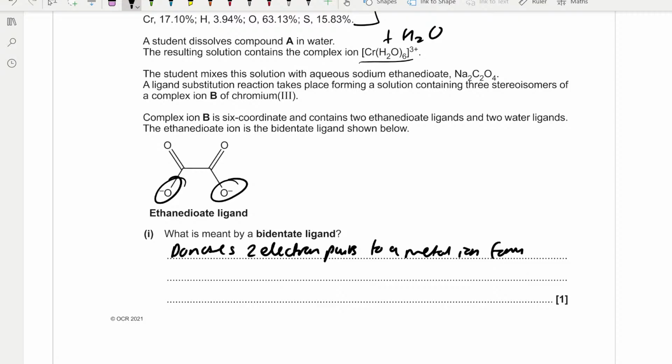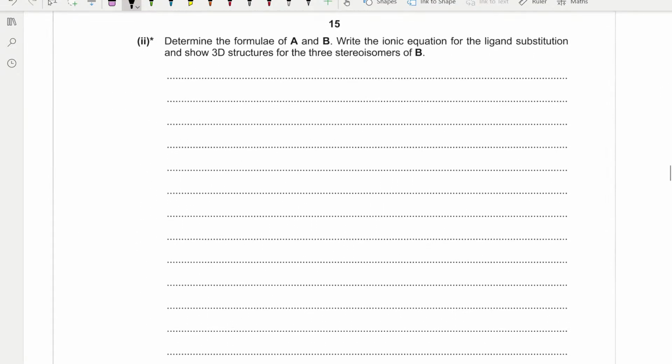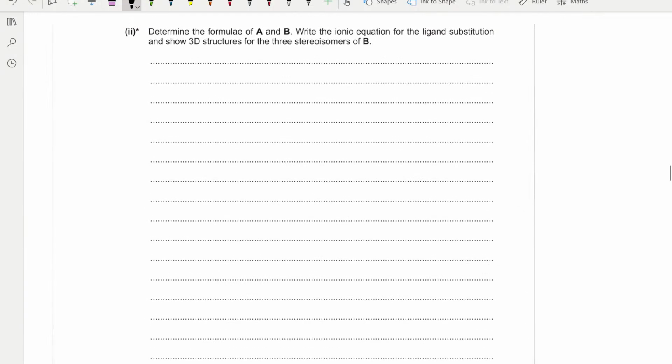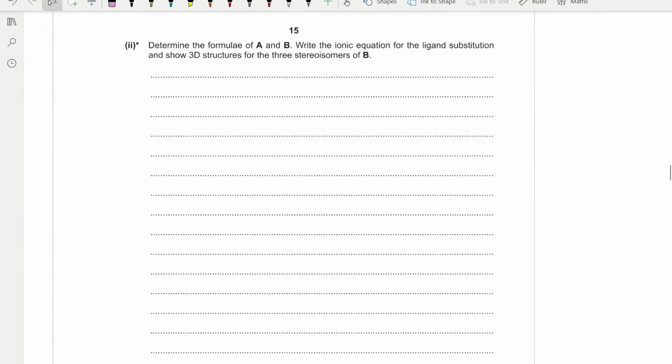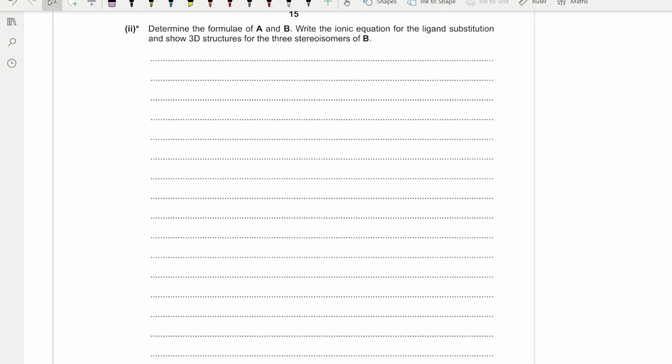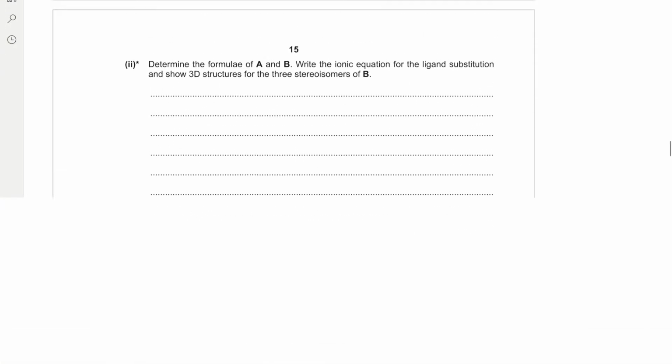Forming 2 coordinate bonds. And then we've got a long answer question. So, determine the formula of A and B. Write the ionic equation for the ligand substitution and show 3D structures for the 3 stereoisomers of B.